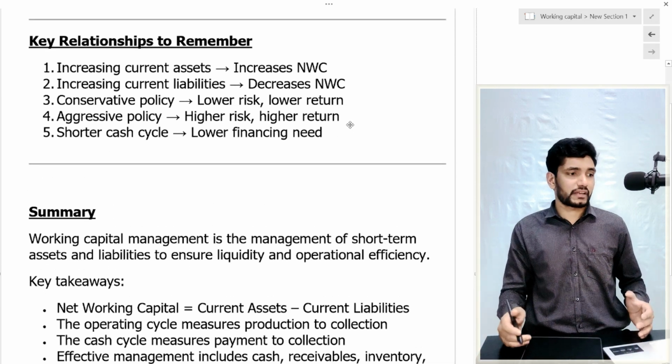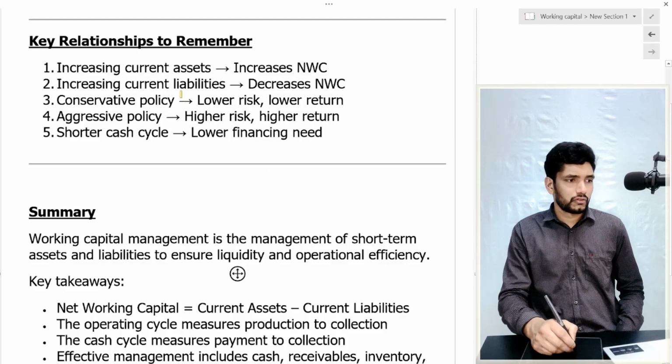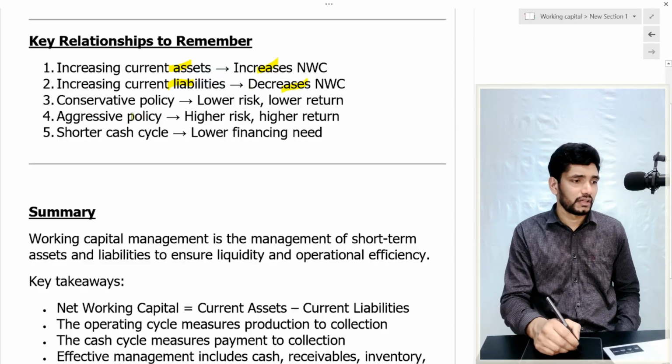So these are the key discussion points today. Just the key relationships to remember. If we increase the current asset, it will increase the net working capital. An increase in current liability means a decrease in the net working capital.